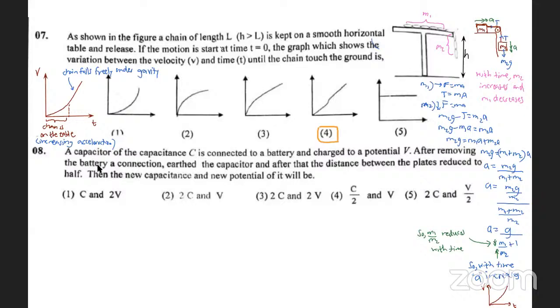Right, fine. Eighth one. A capacitor of capacitance C is connected to a battery and charged to a potential V. After removing the battery connection, earth the capacitor, and after that the distance between the plates is reduced to half. Then the new capacitance and new potential will be?